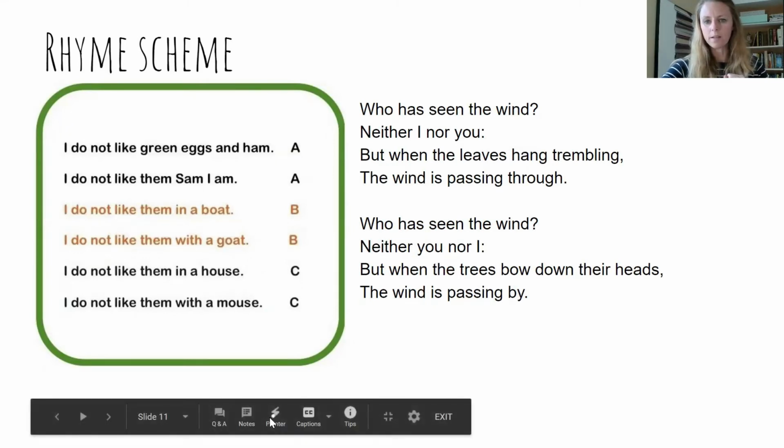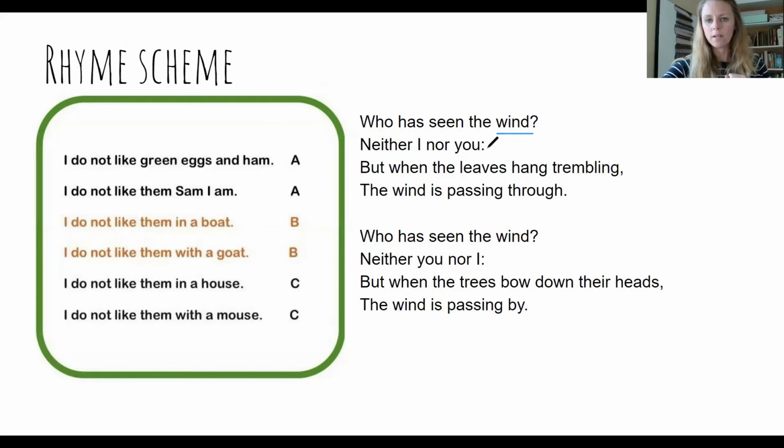Let's go ahead and underline all the end sounds. Wind, you, trembling, through. Did you hear anything in there that rhymes? I think you and through, we should probably keep an eye on because they rhyme. It's really important when you are trying to do rhyme scheme to read it out loud because, in English, two words can rhyme and look absolutely nothing alike. So always say the end sounds out loud.